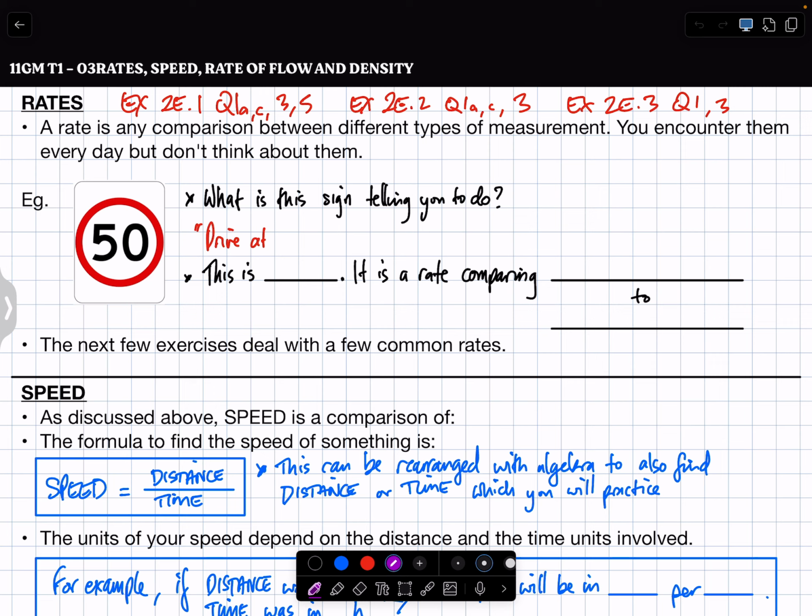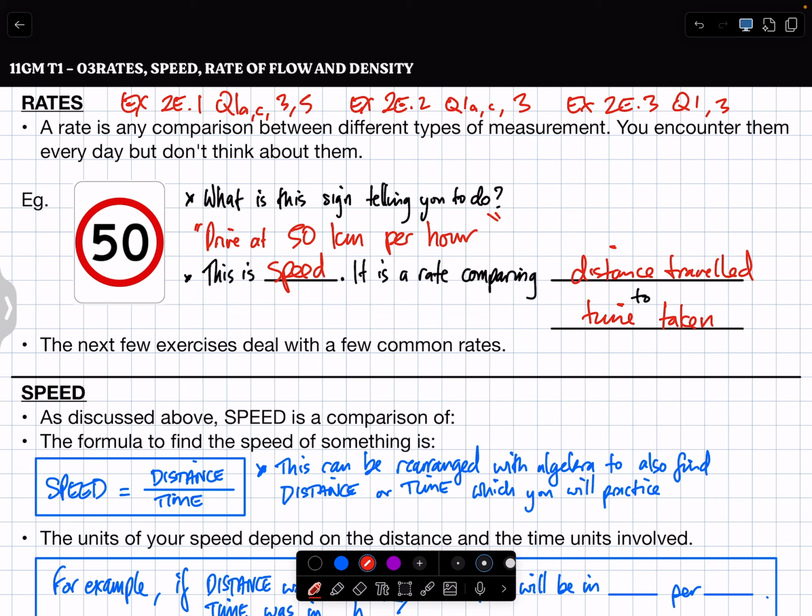Has anyone seen those signs? What is this sign telling you to do? Drive at 50 kilometers per hour. This is speed. It is a rate. What rate? What are the two different measurements that speed is comparing? Distance is in kilometers and hours as a form of time. So it is a rate comparing distance traveled to time taken.